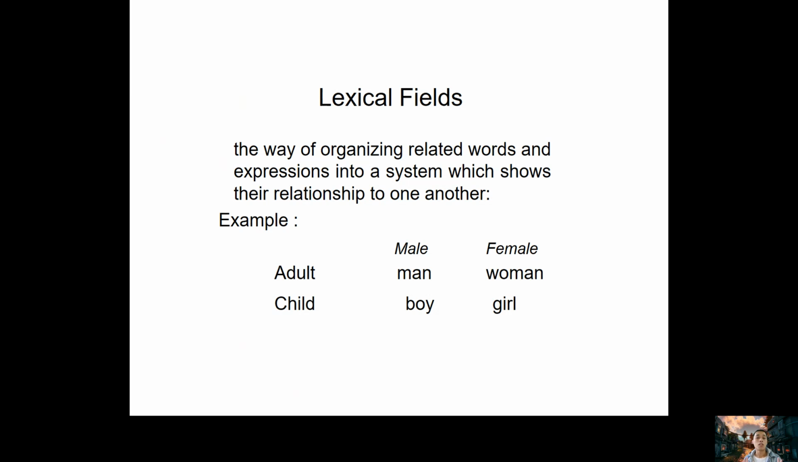Okay, this is an example that I made. It is a way of organizing related words and expressions into a system which shows their relationship to one another, like adult, and this is child, male or female. Adult will have two meanings.